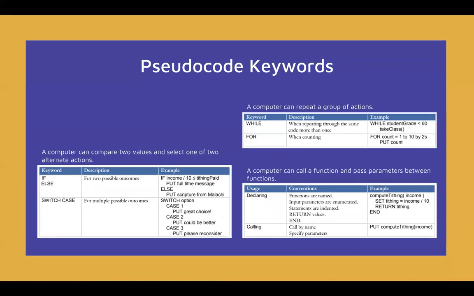On the left of the screen now are the keywords if, else, switch, and case. These keywords are for comparing two values and selecting alternate actions. On the right at the top are the keywords while and for, which indicate repeating actions. Under that are declaring and calling, which outline the pseudocode conventions for declaring and calling functions.